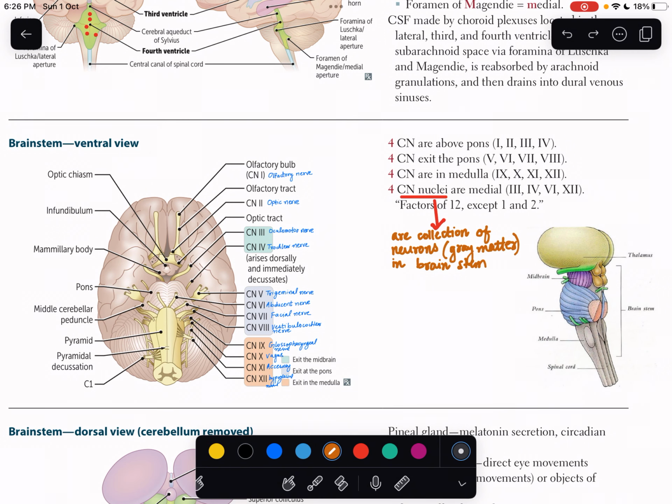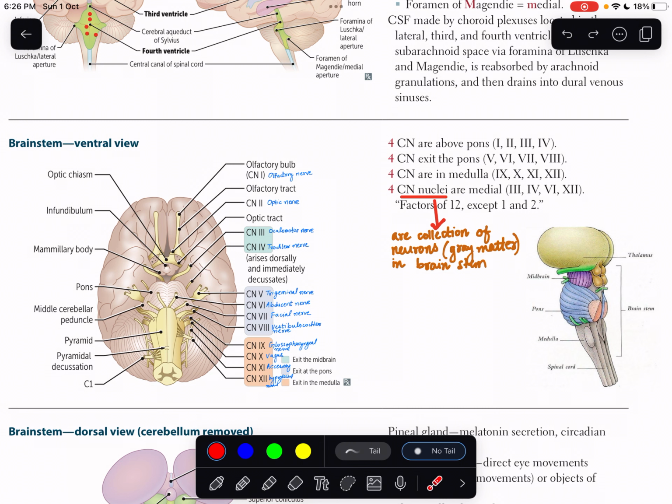So today the topic that I'm going to discuss with you guys is the brain stem and its ventral view. I'm going to discuss its dorsal view in my next video. So at first let's study this diagram over here.